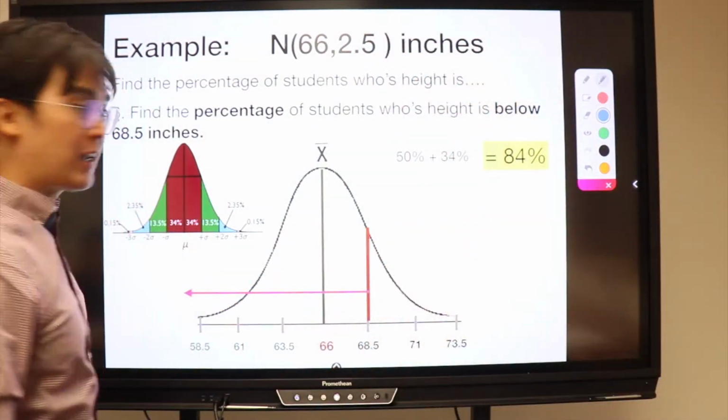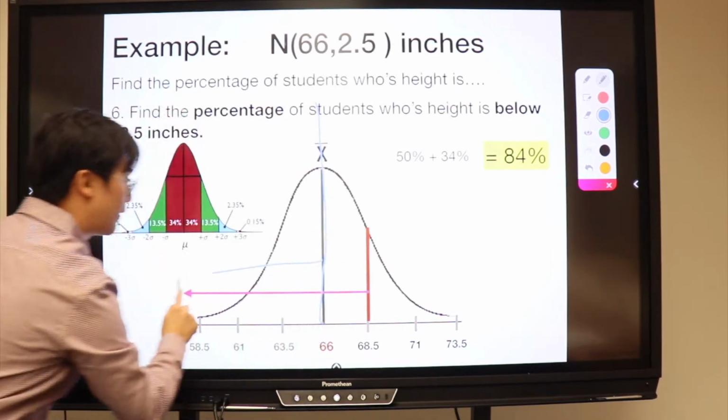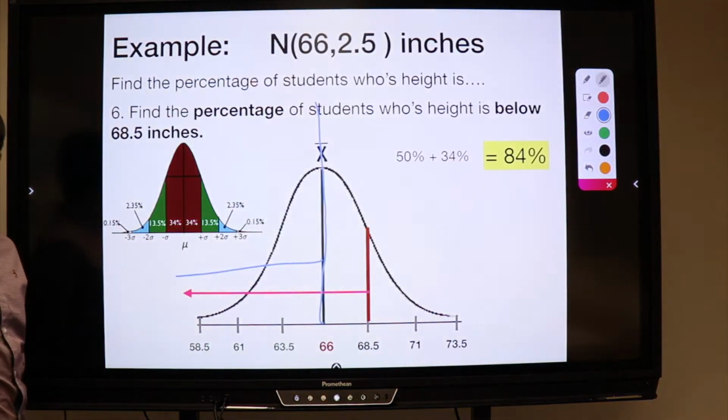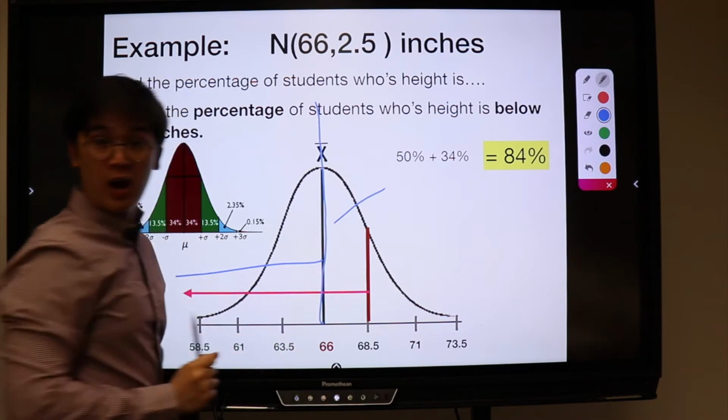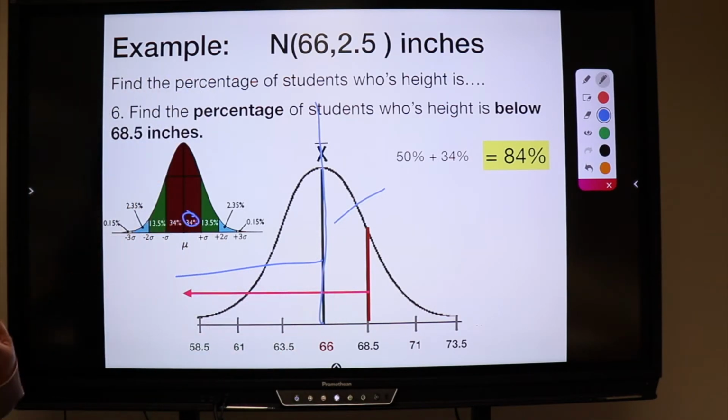How did I get the 50 and the 34? Because I know that this much is what? 50%. And I also know that this much is what? 34. And you add them up.